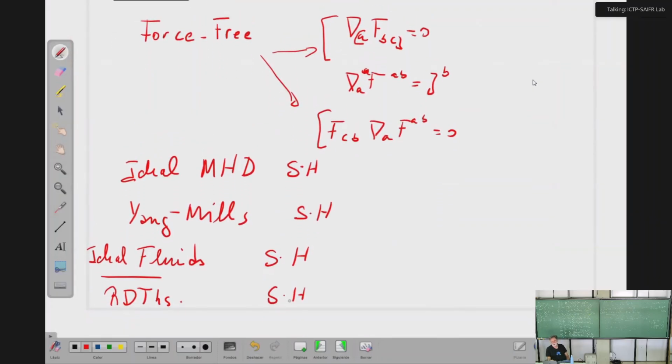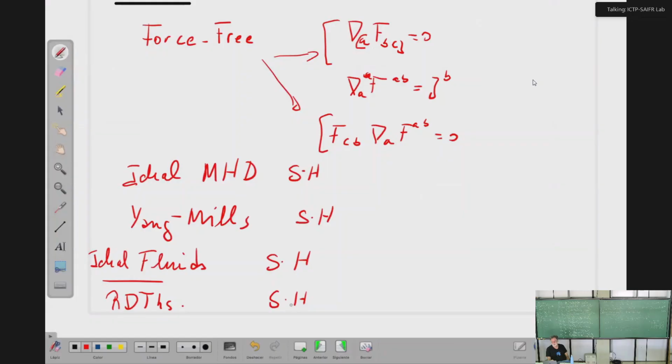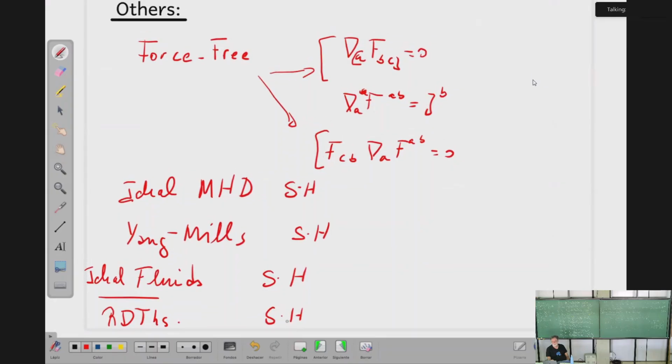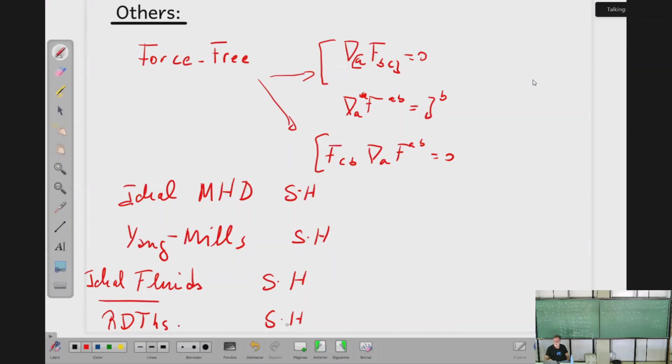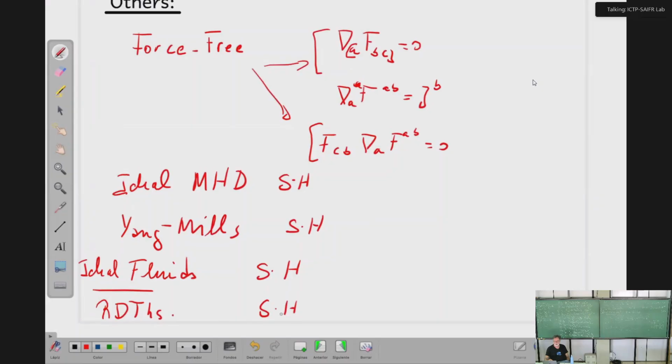Many of the equations, important equations in physics, are symmetric hyperbolic. That's because symmetric hyperbolicity is causal. We have finite propagation speed, and we need finite propagation speed in fluids. So this is one way of getting them to be causal, to have finite velocities.